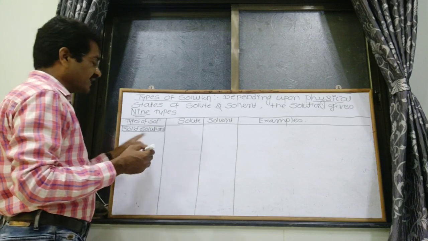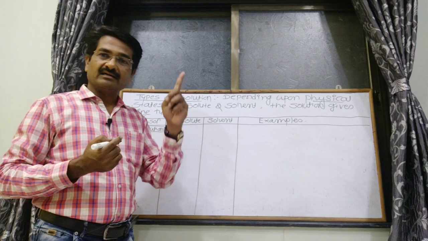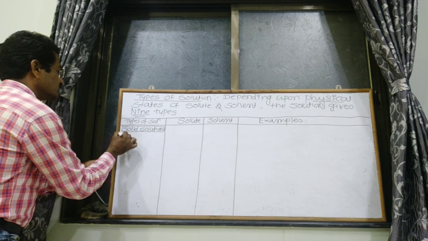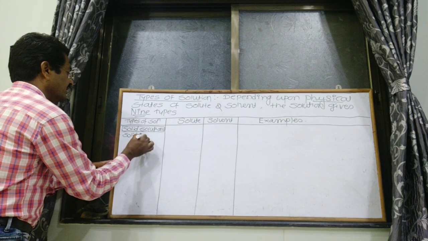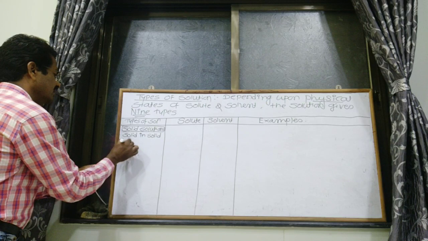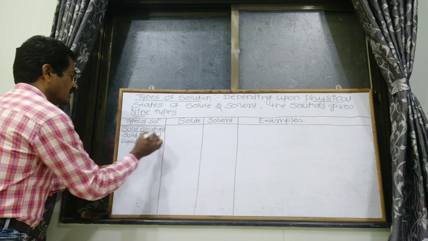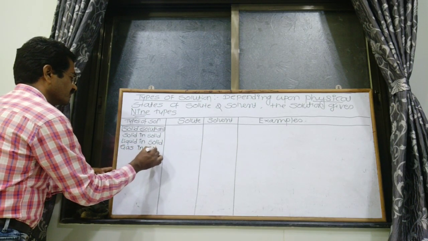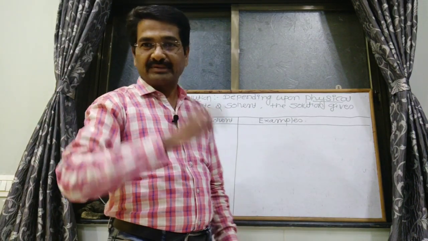This solid solution gives 3 types. First, solid in solid. Second, liquid in solid. And third, gas in solid. Okay, the solid solution has 3 subtypes.